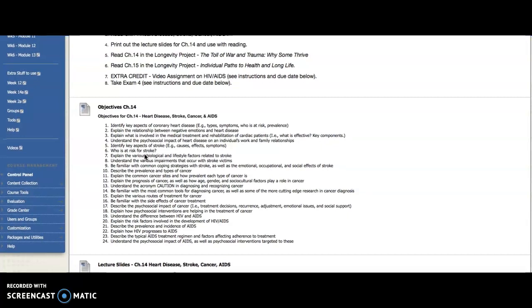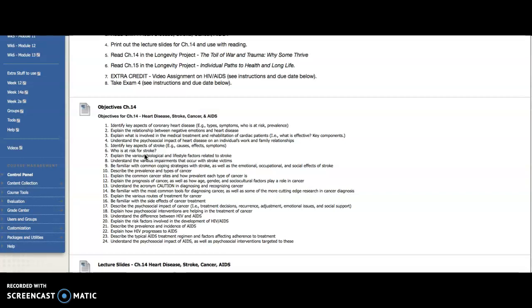But as you can tell, Chapter 14 has a lot of detail in terms of going over these 4 very serious chronic illnesses. So we're going to start with heart disease. We're going to take a look at what it is exactly. Now we've had a little bit of discussion about this already when we covered stress and how stress affects the heart. And we watched that video about stress. We've talked about eating and how diet and lack of exercise can contribute to heart disease. But here we get into even more detail, looking at key aspects of coronary heart disease. So the different types of coronary heart disease, what the symptoms would be for heart disease, who's at risk, what the prevalence is. And then we go into a little bit more detail.